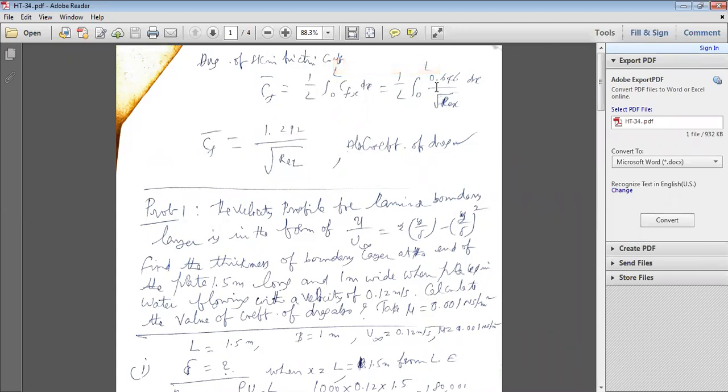All of you try this integration and substitute the limits 0 and L. Finally, you'll be getting the result. All of you do this mathematics. All of you do it as homework. Integral 0 to L 0.646 divided by square root of Rex dx divided by L. Here you have to take the Rex value rho into U free stream into X divided by mu, dynamic viscosity. Reynolds number is density into velocity into given value of X, rho into velocity into X divided by mu, dynamic viscosity.